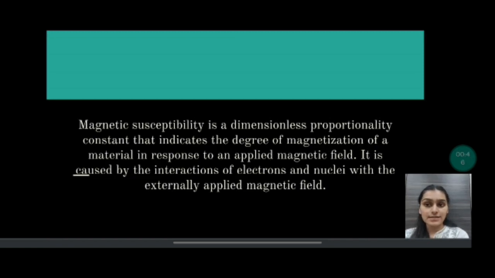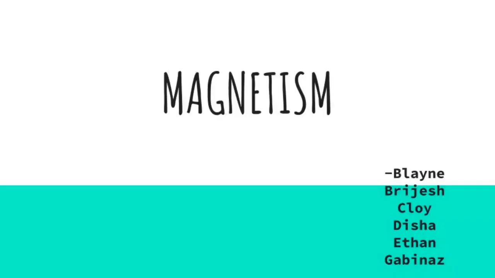Magnetic susceptibility is a dimensionless proportionality constant that indicates the degree of magnetization of a material in response to an applied magnetic field. It is caused by the interactions of electrons and nuclei with the externally applied magnetic field. Thank you.